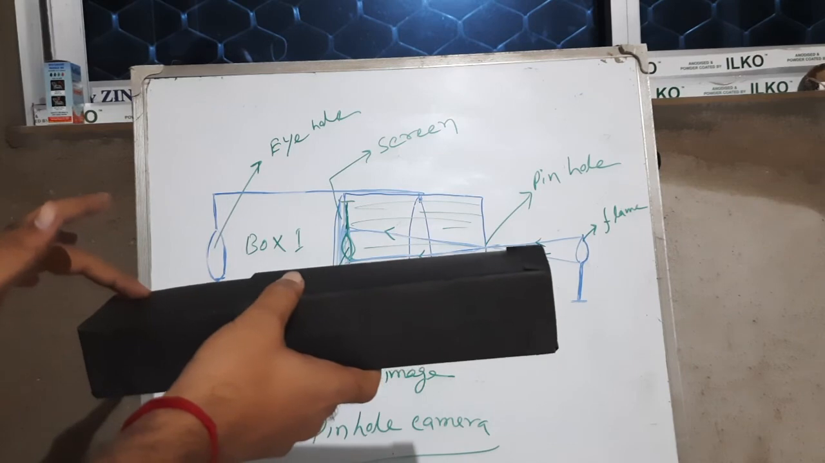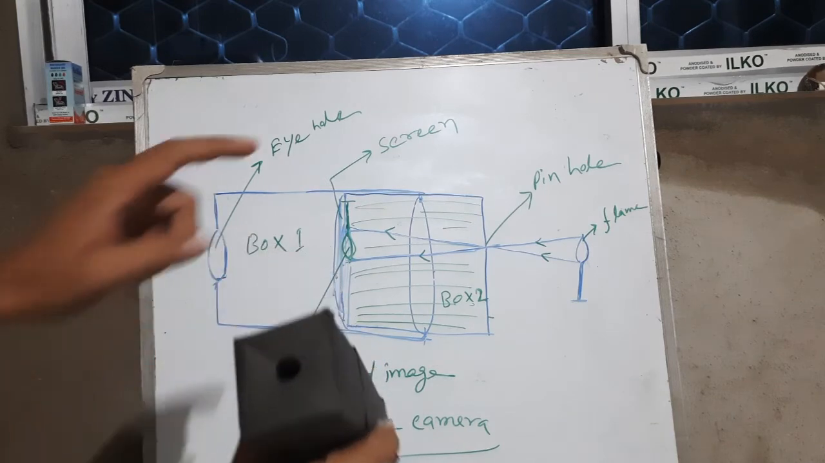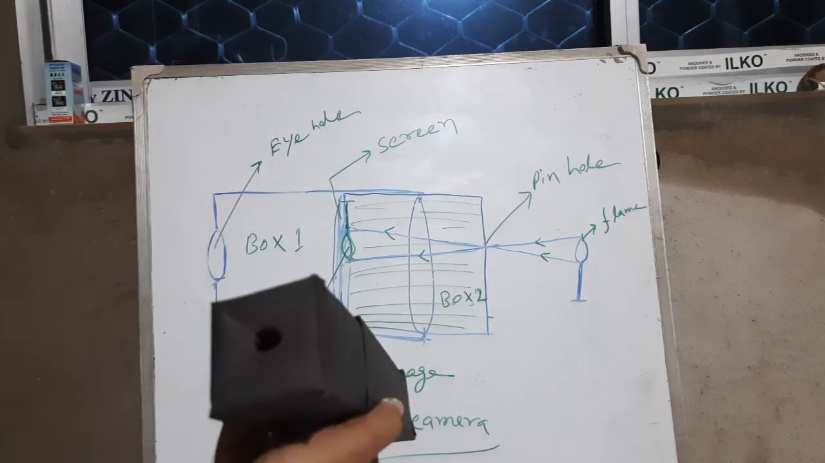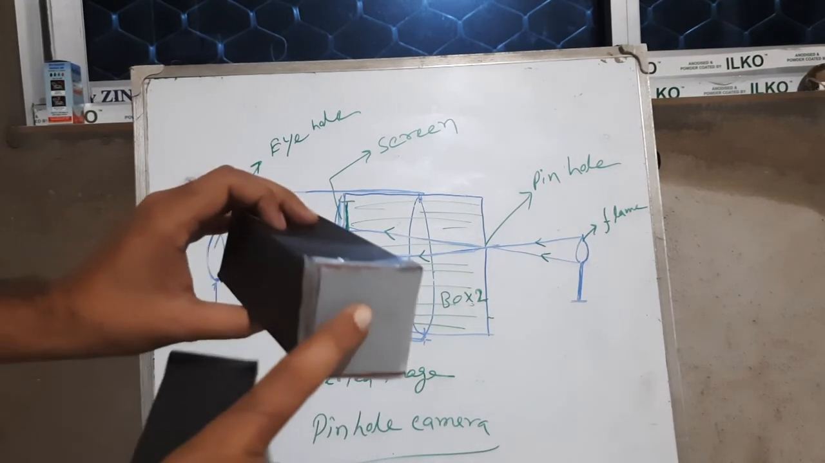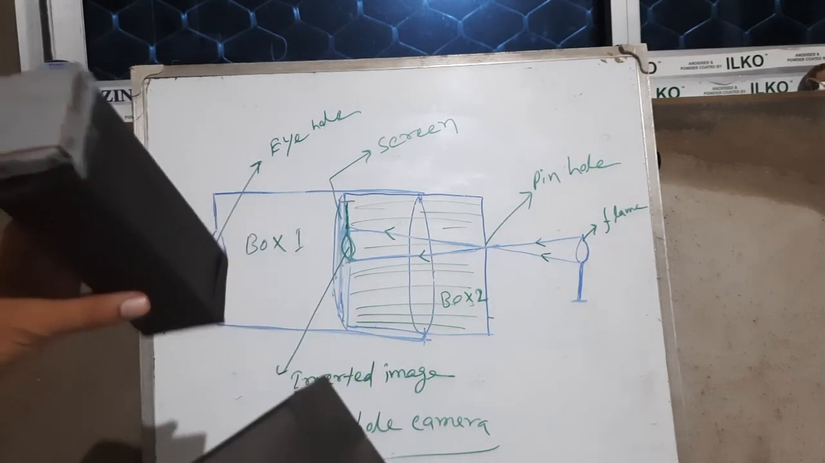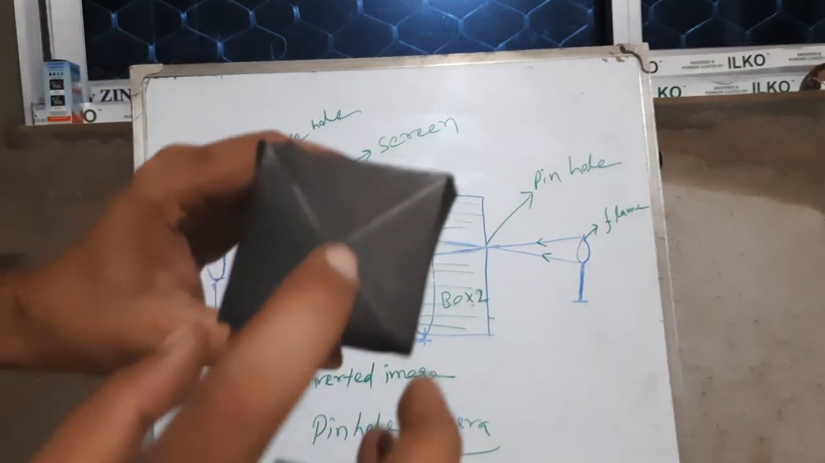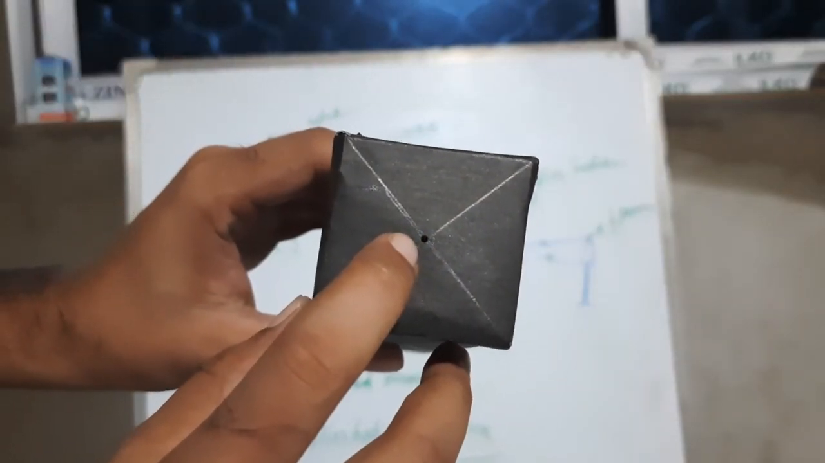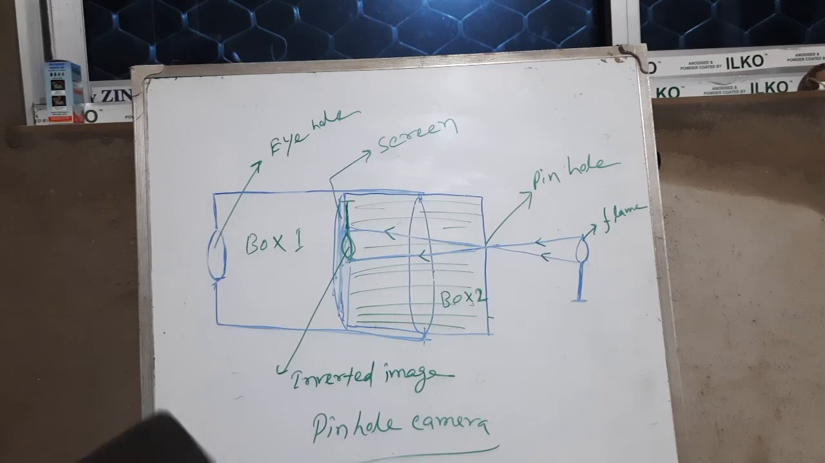This is box 1 and box 2, and you can see here one hole is given. That hole is the eye hole. This is the screen, a butter paper screen, or any type of translucent object you can place here. Now you can see this pinhole. This one is the pinhole. So everything here is over. Now let's do the practical.